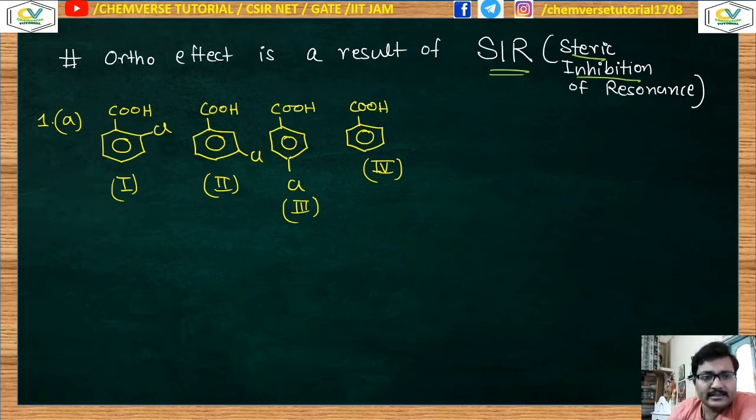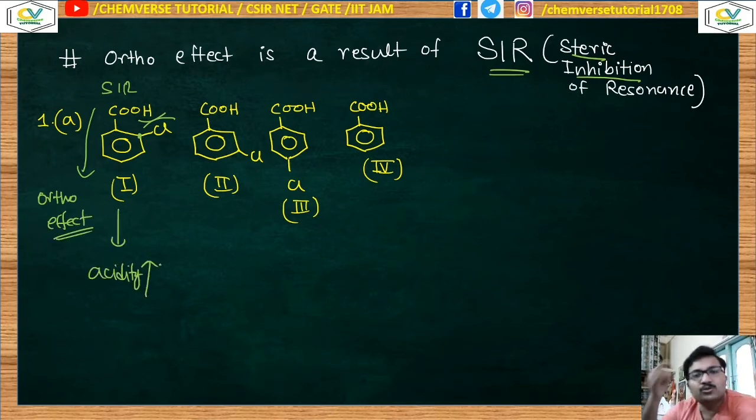So over here, what I can see is that the chlorine is present at the ortho position. We don't need to calculate whether it is an electron donating group or an electron withdrawing group. Whatever the group is, as it is present in the ortho position with respect to the CO2H group, it is due to the SIR that will attribute to the ortho effect, and that ortho effect increases the acidity. So it will be the most acidic one. So 1 will be your most acidic due to the ortho effect.